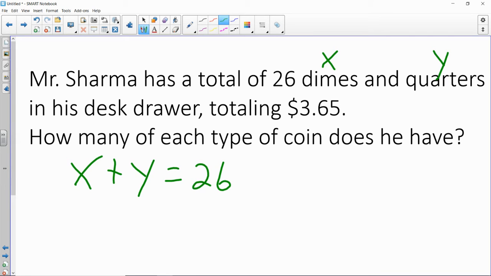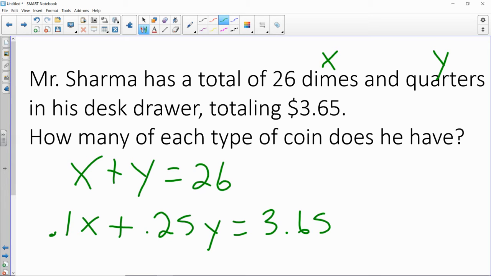And then the value of the dime is 0.1, 10 cents. And the value of the quarter is 0.25, 25 cents. I know that total value has to be $3.65. So those are my two equations. So I'm going to work with this first equation. It doesn't matter which variable you solve for.